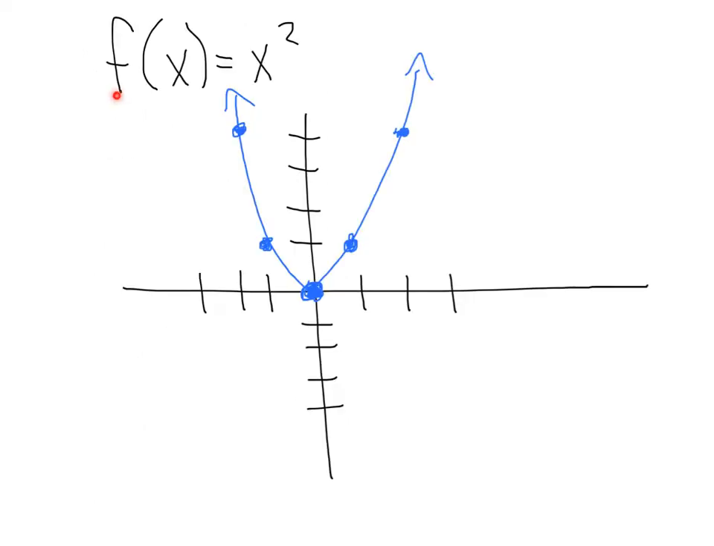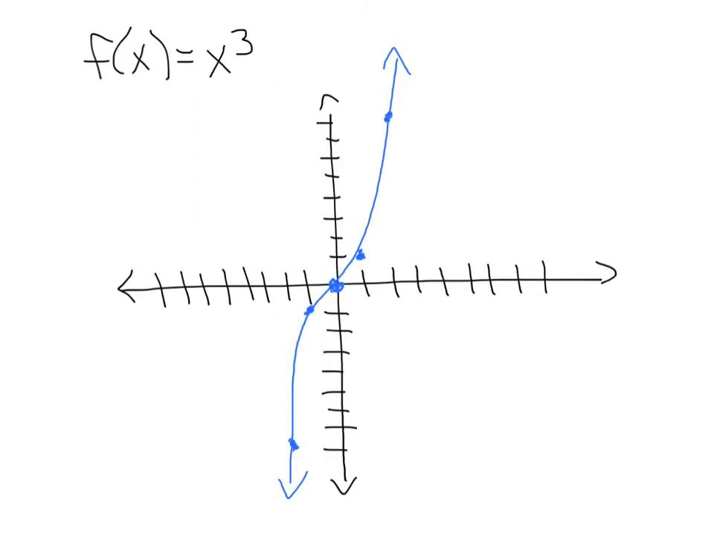So the first parent function is f of x equals x squared, also a parabola. You guys have done parabolas. Notice we have our first points at (0, 0), (1, 1). If we went to 2, that would be 2 squared, which is 4, and it's symmetric on both sides. So f of x equals x squared is the shape of your basic parabola.